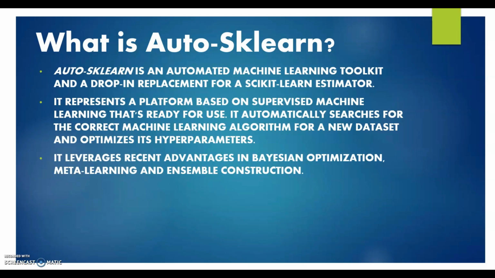Well, I have already told you it is built around the scikit-learn machine learning library. It is just a drop-in replacement for scikit-learn. It leverages recent advances in Bayesian optimization, meta-learning, and ensemble construction. So let me describe these words first. Bayesian optimization is used to select the best hyperparameters as it uses a probability model of the objective function.